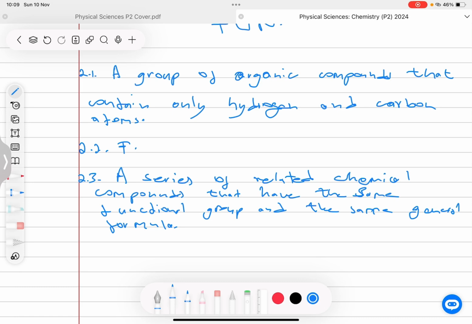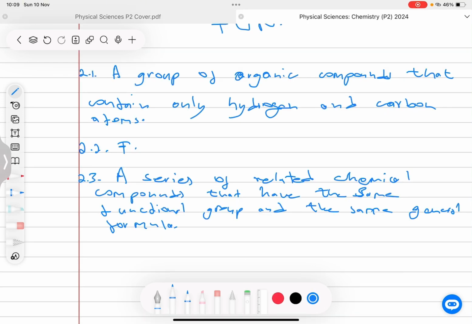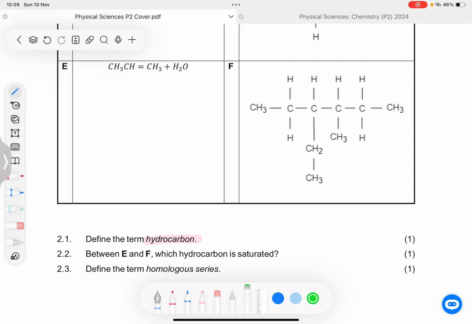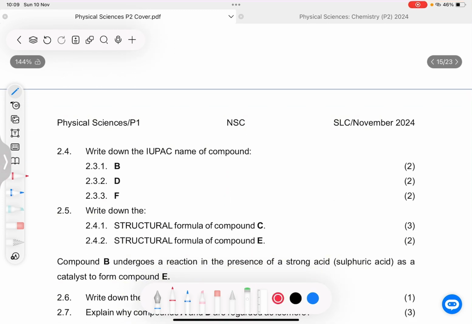One of the ways you can say it is a series of organic molecules in which each molecule differs from the next by the same group of atoms. That will also be acceptable. Now, all these questions are worth 1 mark, so to give that statement is 1 mark. There really isn't much that you're doing here. It should take you a minute to answer these questions. Now we'll move along with our questions here.